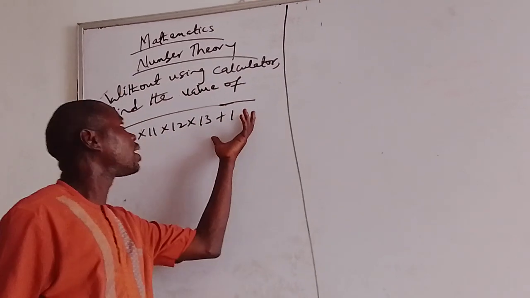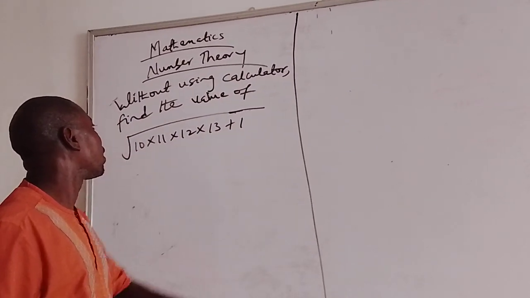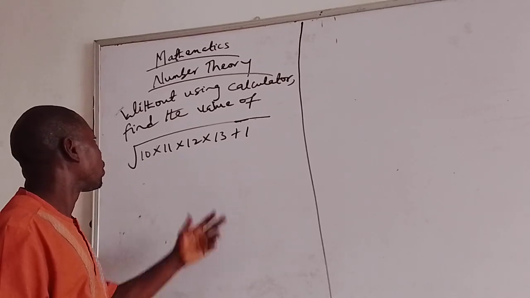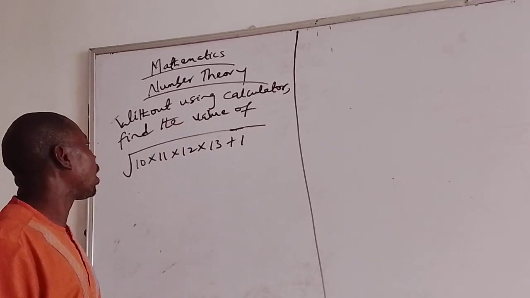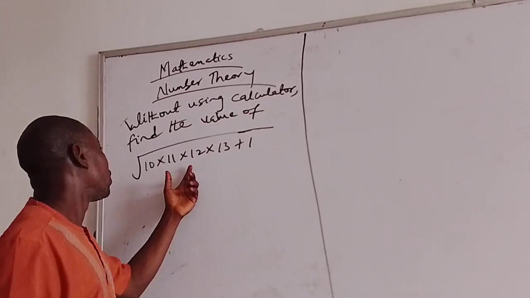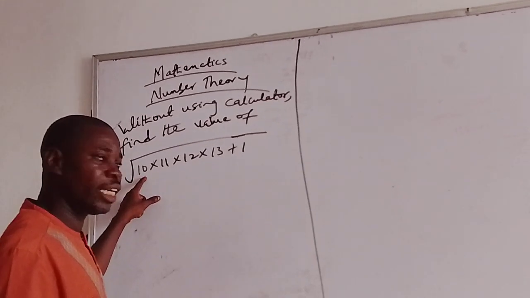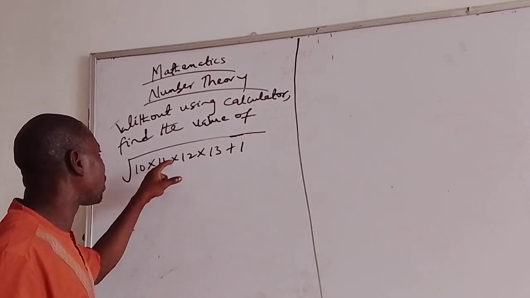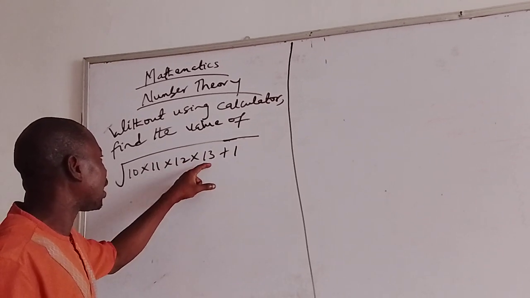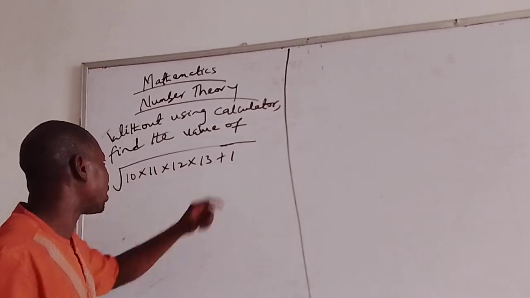Want to deal with this expression, which is all about number theory. So we want to solve this expression without using a calculator: 10 multiplied by 11 multiplied by 12 multiplied by 13, plus 1, all under a square root.